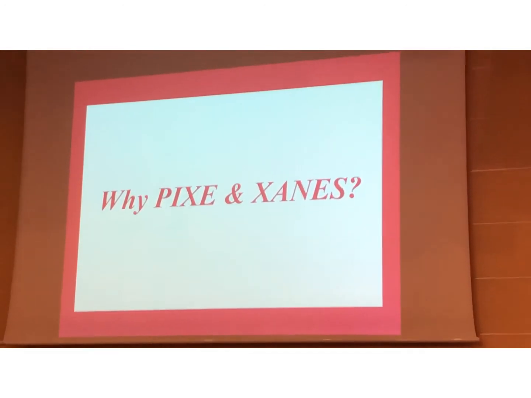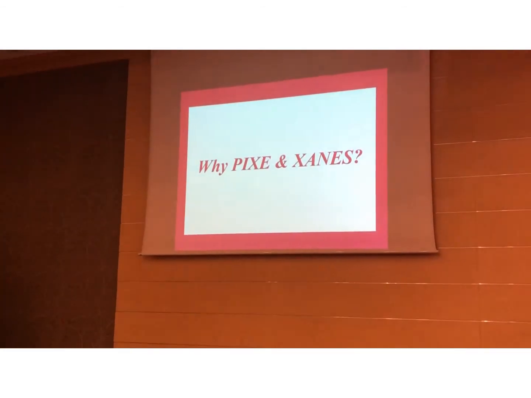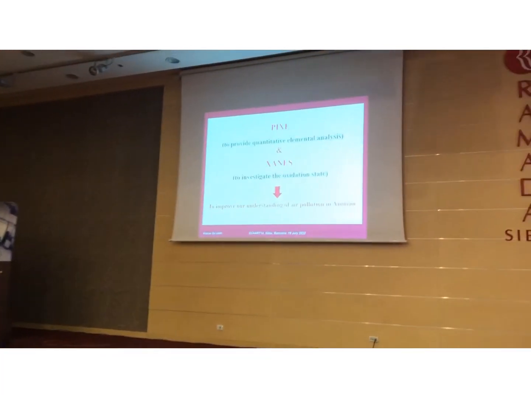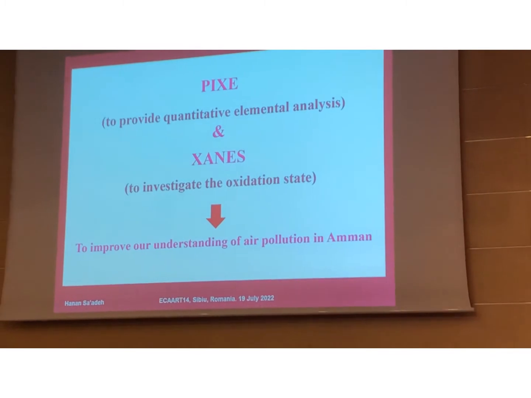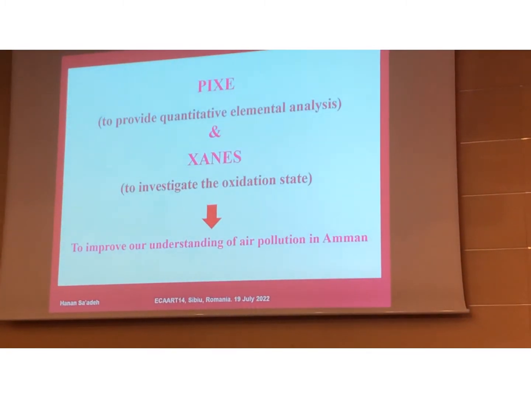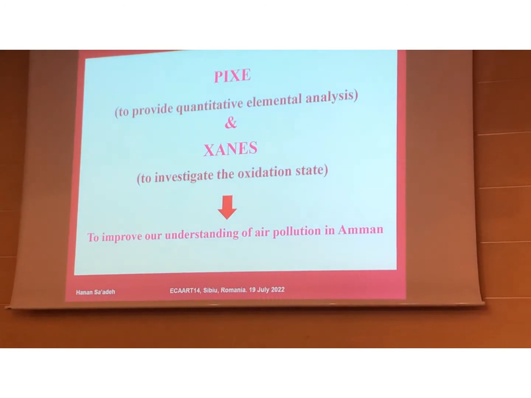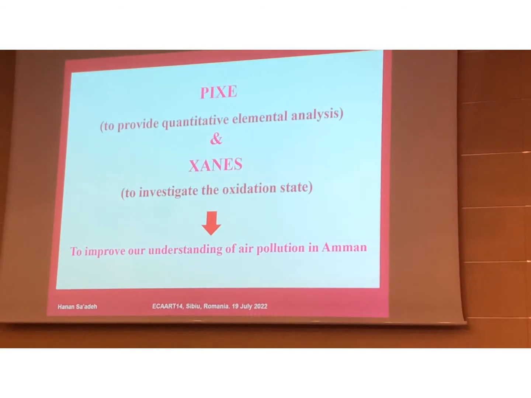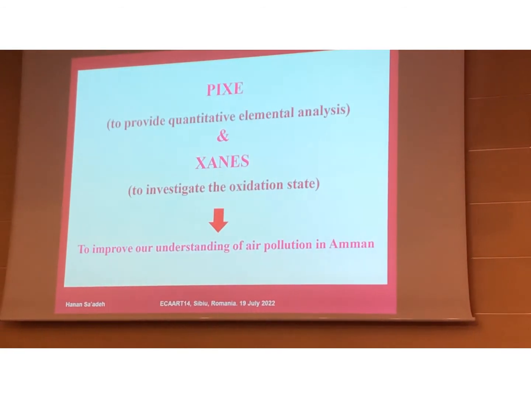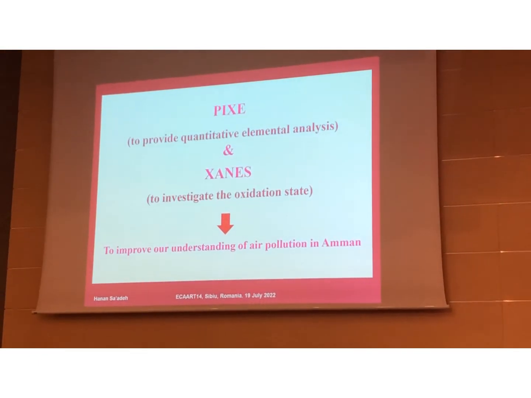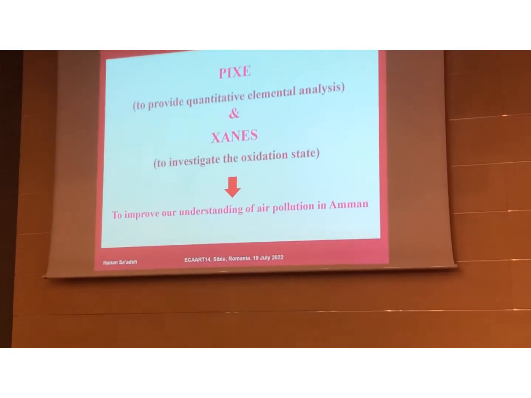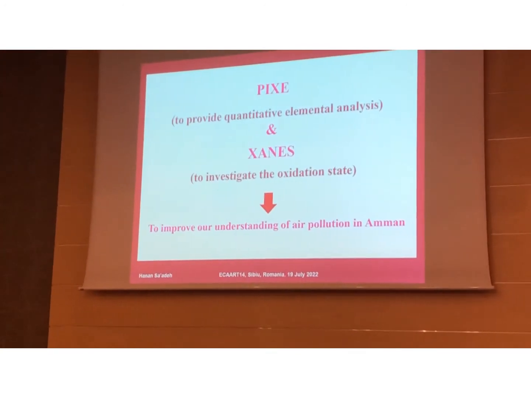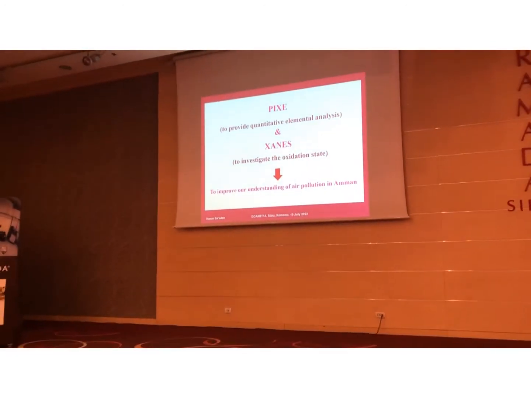Why did we do PIXE and XANES? They are both accelerator-based techniques. They are both non-destructive techniques, but this is not the main clue. The main clue behind using them is that PIXE is well-known, very powerful and reliable in quantification, but it gives no information about the chemical structure. Now here's the role of XANES. It fills this gap. It gives you information about the oxidation states, which gives you reliable information about the chemical structure. By combining these 2 kinds of information, I believe that we improved our understanding of air pollution in the Amman atmosphere.